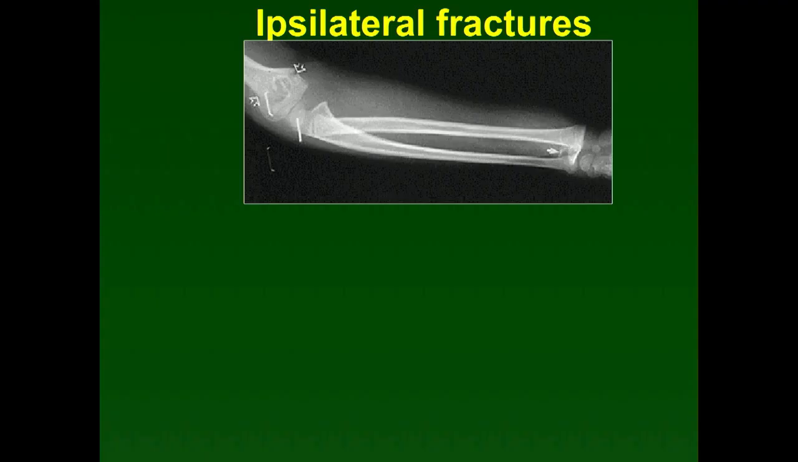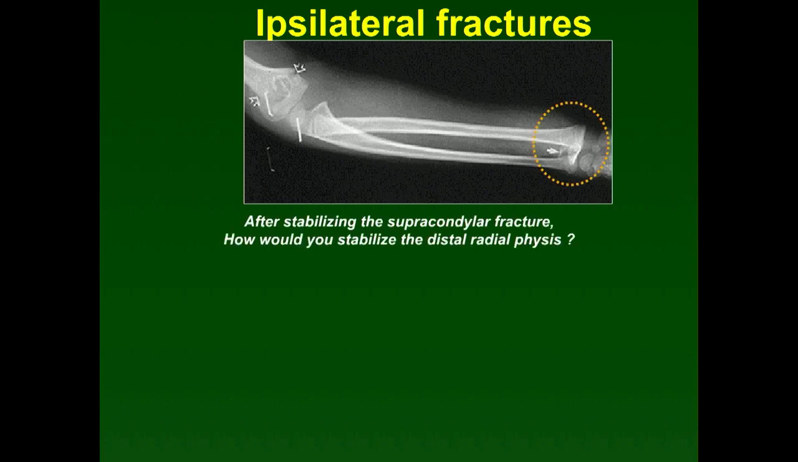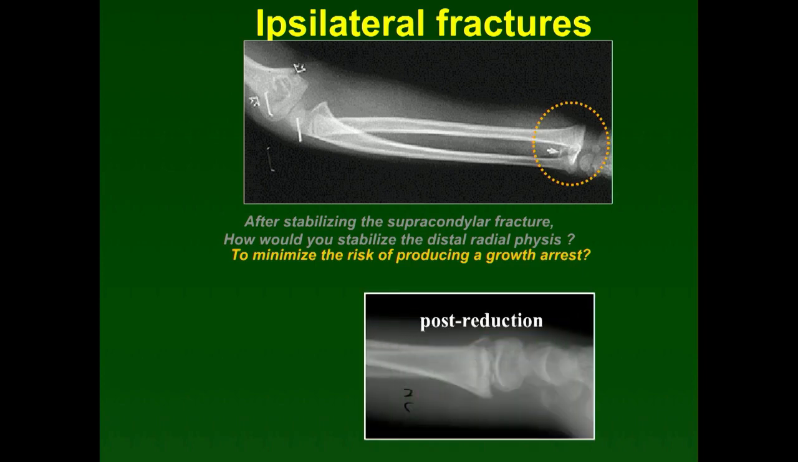Now, with ipsilateral fractures, you have a distal radial physeal fracture, and you want to stabilize that first before you do the supracondylar fracture. And you don't want to put on a real tight cast if you've got a supracondylar fracture, because you want to be able to watch them. Also make sure you're not increasing the incidence of growth arrest. If you put a pin through the physis itself, there are some rare cases in which even a smooth pin will cause a growth arrest.